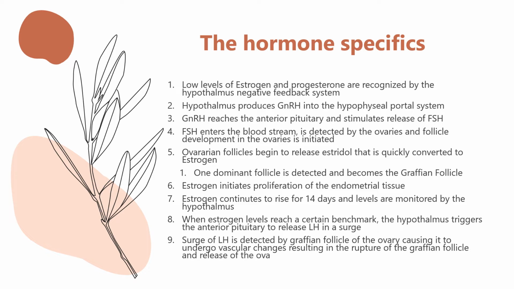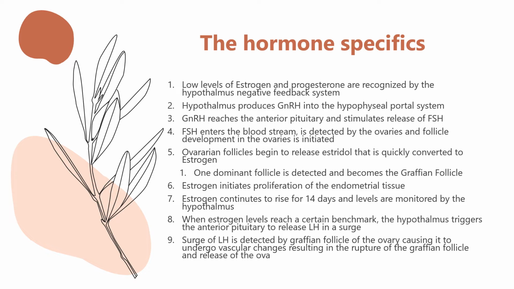So the hormone specifics. Day one is the day a female would start her menstrual cycle. And what stimulates that menstrual cycle are very, very low levels of estrogen and progesterone. So low levels of estrogen and progesterone are recognized in the hypothalamus. The endometrium has already recognized these levels and started menses. And when the hypothalamus recognizes them, it is going to stimulate through the use of GnRH. It will stimulate the anterior pituitary to start releasing follicular stimulating hormone.